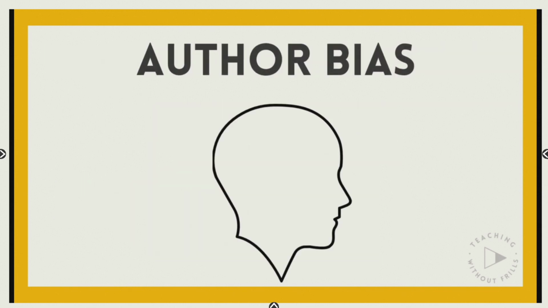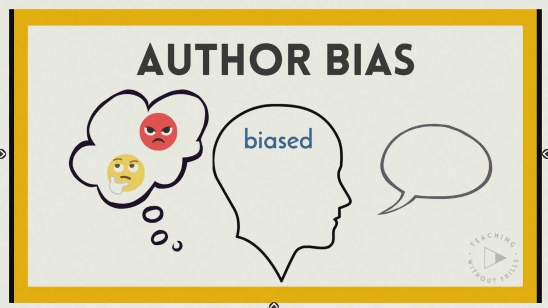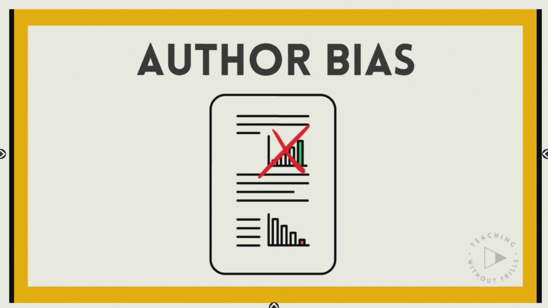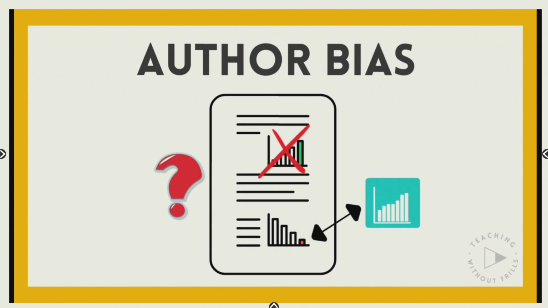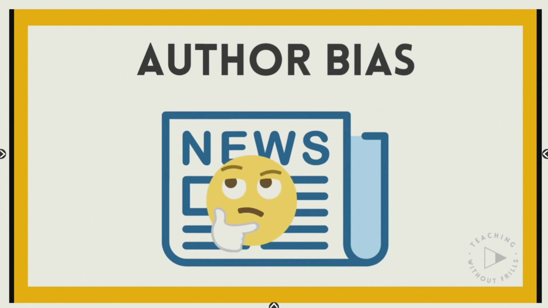Some authors and organizations may be biased. This means the author has such strong feelings or beliefs about a topic, they might ignore conflicting evidence. A biased source may present information that is inaccurate, incomplete, or one-sided in order to persuade the audience to feel a certain way. Sometimes authors may even disguise their writing as informative while actually trying to influence the reader's opinion on a topic.